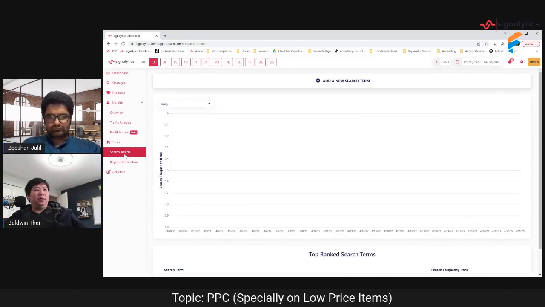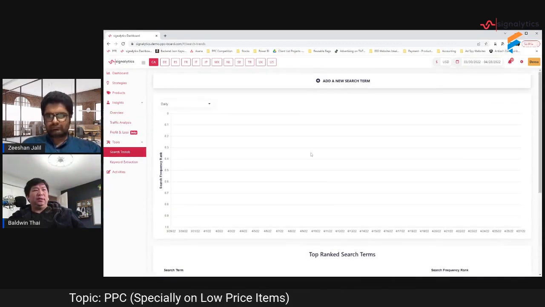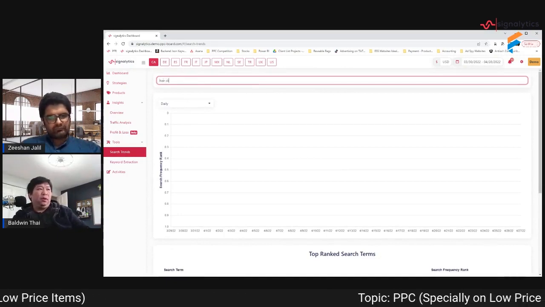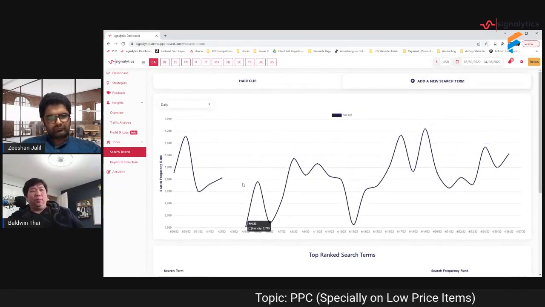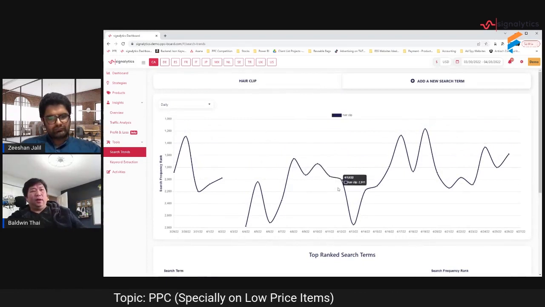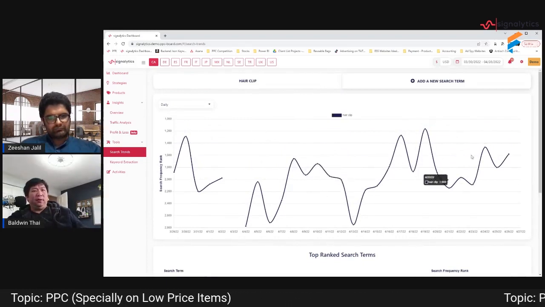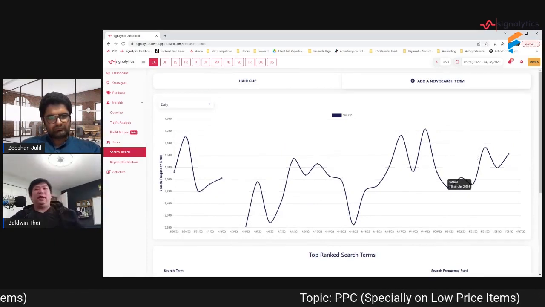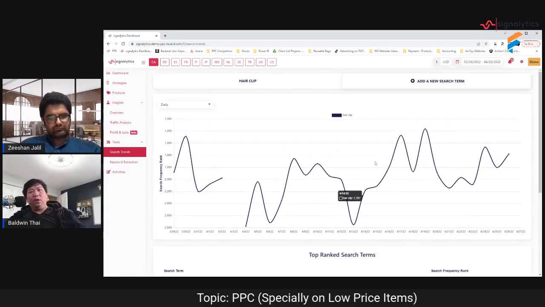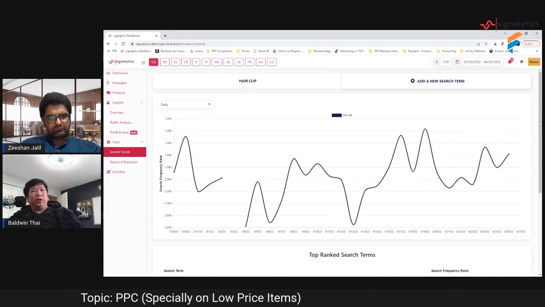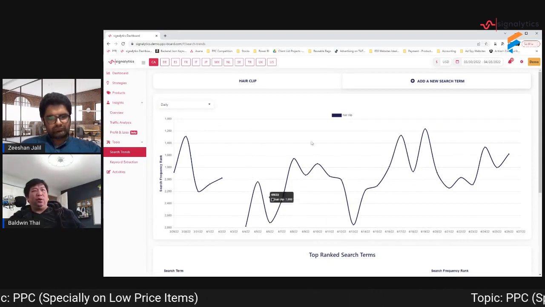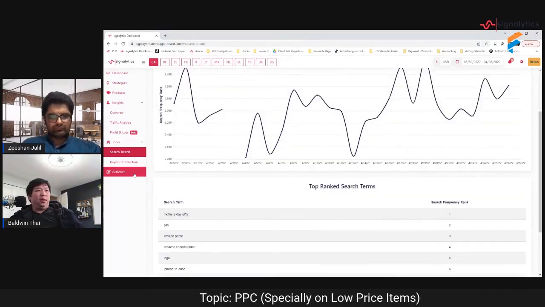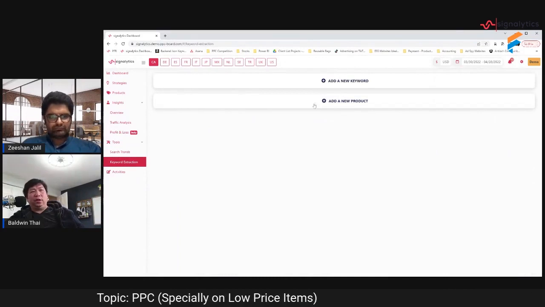We have a search trend. So basically you can say, I want to look up hair clip. And then it'll pull up from analytics the SFR, the trend of hair clips. So this helps in product research too. When you're looking for products, you want to see the trend of a keyword or a trend of a type of product.